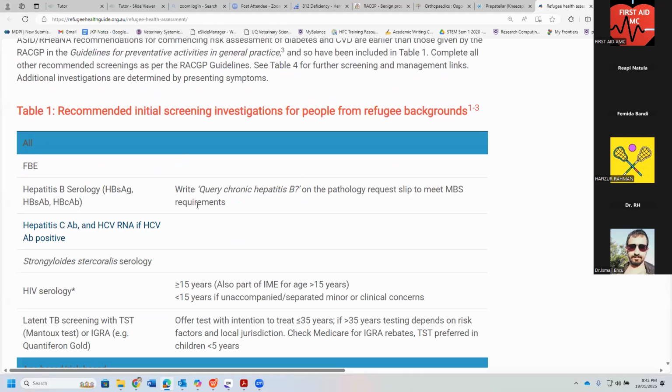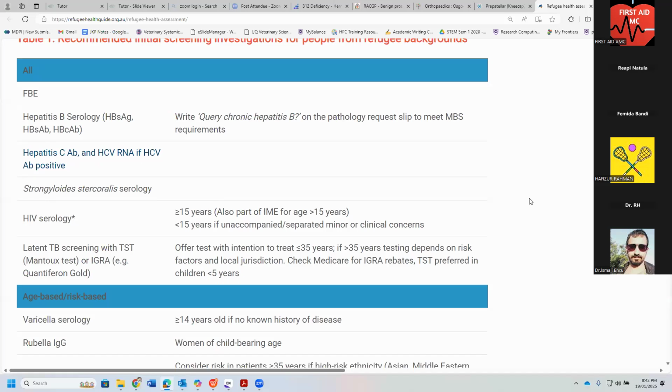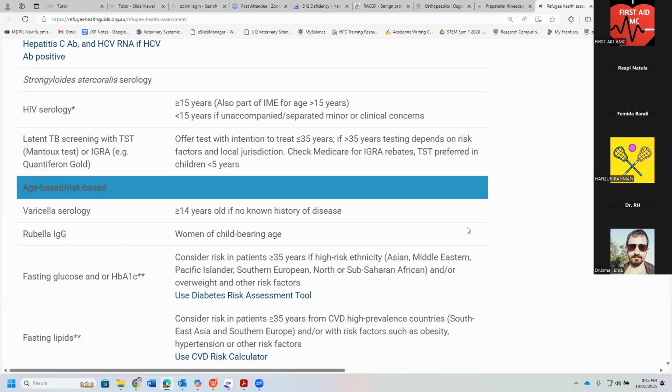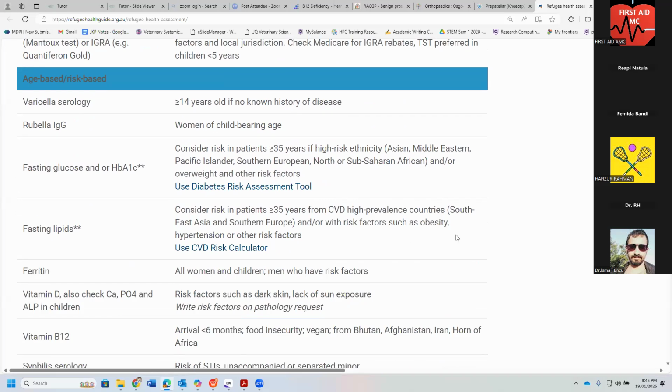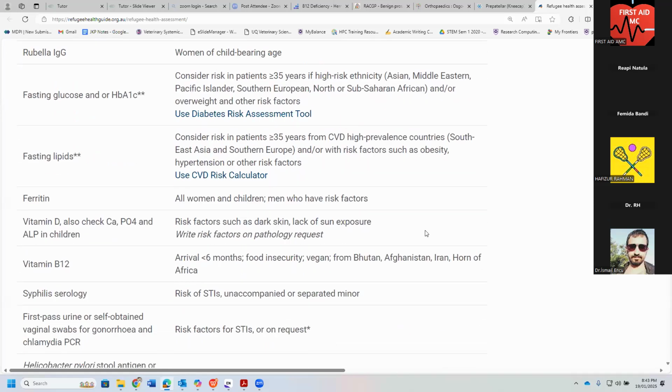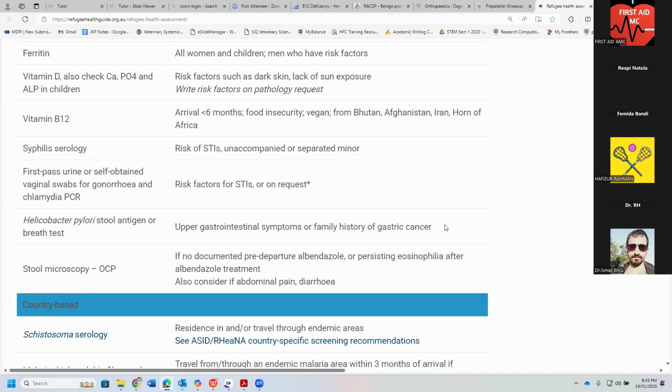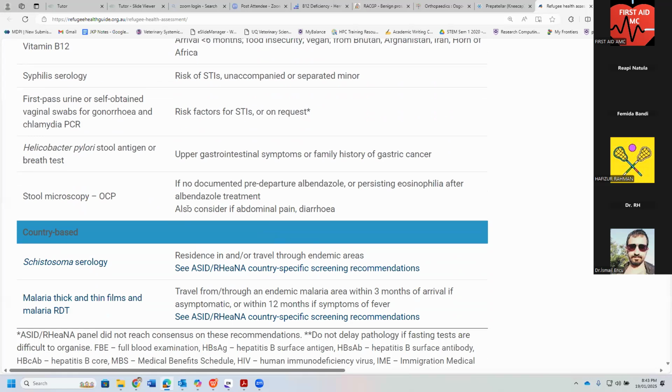What are the investigations that we do? So we do a full blood count, hepatitis B serology, hepatitis C serology, strongyloides serology, HIV serology, TB serology, varicella, rubella, fasting glucose, HbA1c, fasting lipids, ferritin, vitamin D, vitamin B12, syphilis serology, first pass urine for STIs, helicobacter antigen, stool microscopy. If no documented pre-departure albendazole or persisting eosinophilia after albendazole treatment, we should consider doing a stool microscopy.